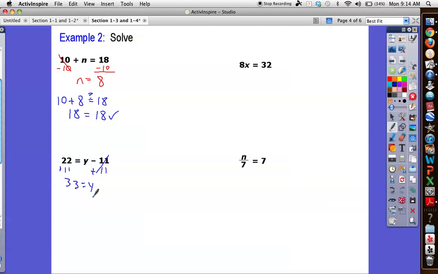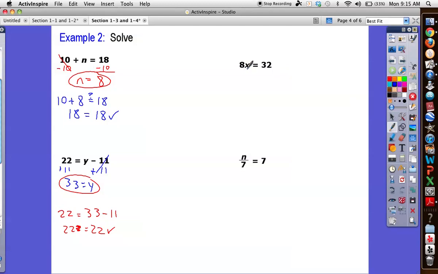It works either way. So here, I'm going to test my solution by plugging in 33 for y. And I get 22 when I do the math. Sorry about that. 33 minus 11, I do the actual math there. I get 22 equals 22. That is a solution. Just like n equals 8 is a solution up here. All right, breezing through these next three.